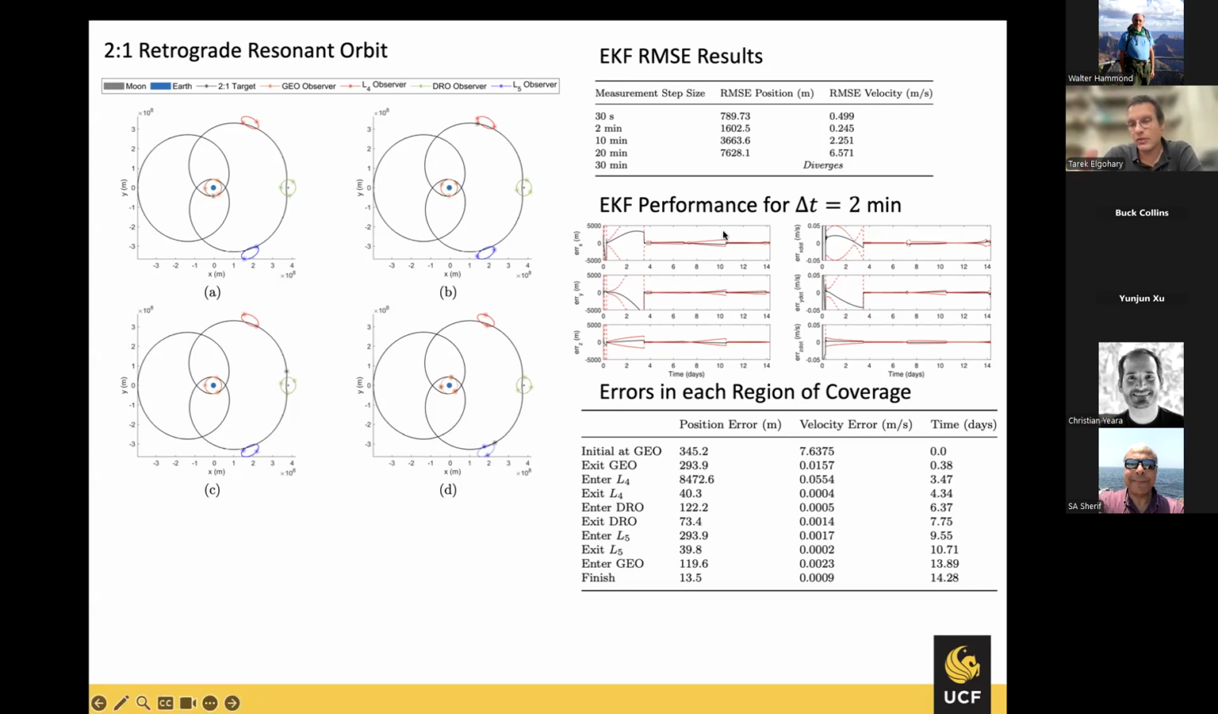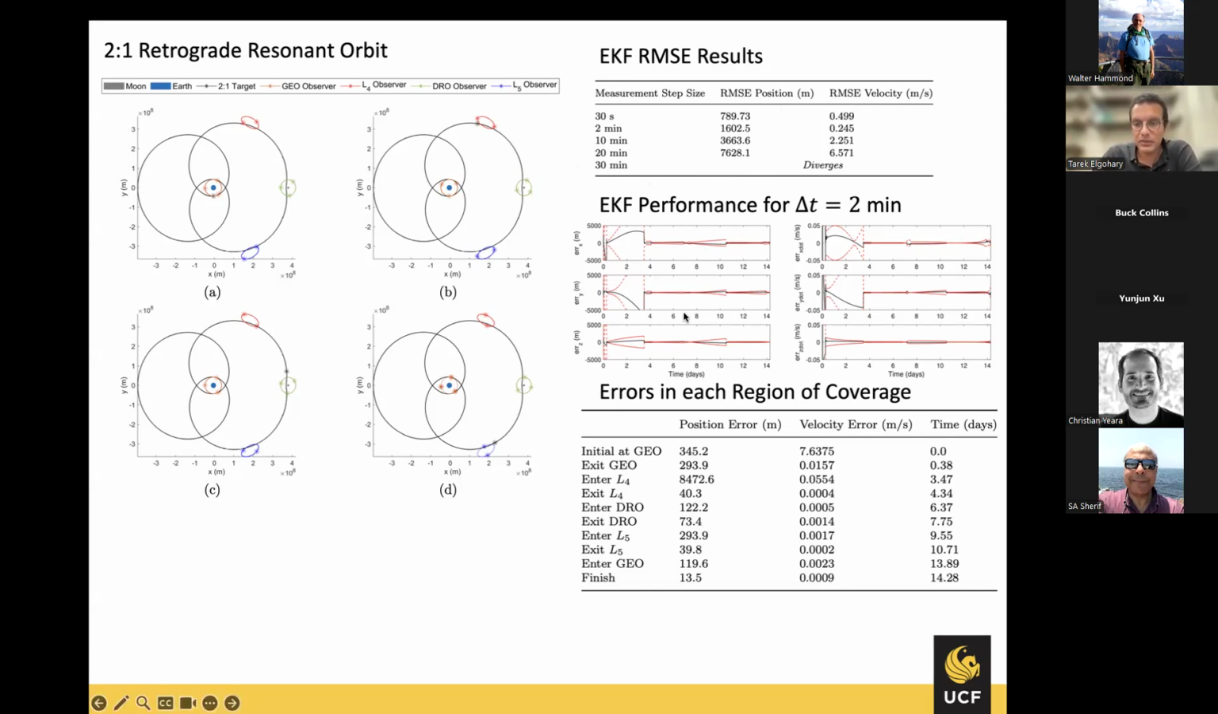What we're trying to show here is that the convergence happens very, very fast once you start acquiring measurements, and this is enabled by that measurement model. We also studied how far apart the measurements could be while we still have custody of the object: 30 seconds, 2 minutes, 10 minutes, 20 minutes. At 30 minutes, it diverges. The EKF doesn't really work. You can go to an unscented Kalman filter in that case.